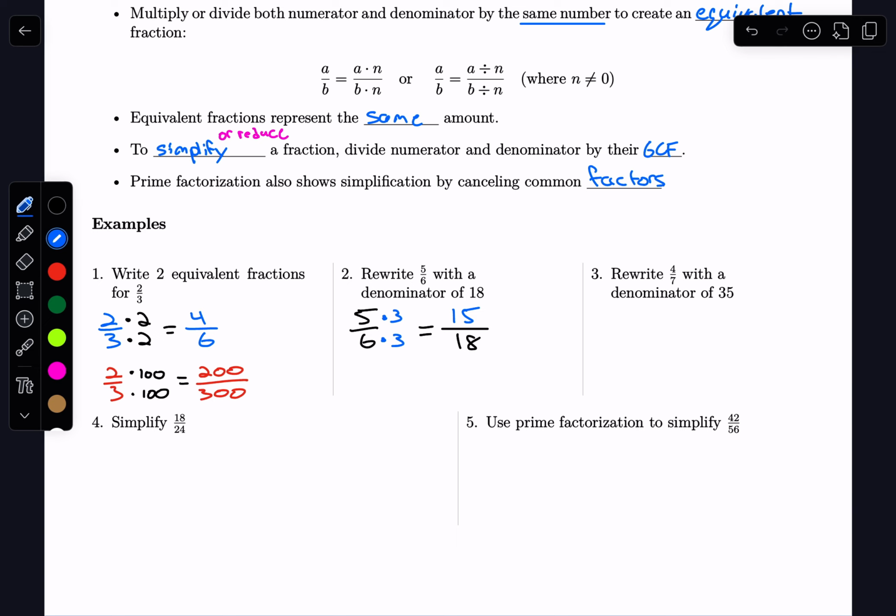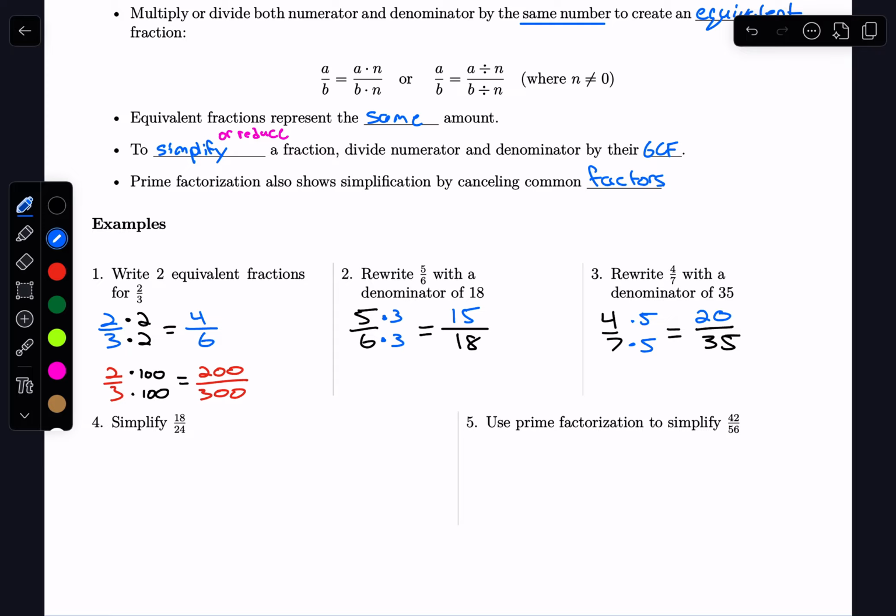Number 3, we're going to do the same thing, but with 4 over 7. So we're going to rewrite 4 over 7 with a denominator of 35. I set the problem up the same way, where I have 4 over 7 and then a gap, and then something over 35. And then I just ask myself, what times 7 equals 35? Or what is 35 divided by 7? The answer is 5 times 7 equals 35. So I multiply top and bottom both by 5. 4 times 5 on top gives me 20. And so 4 over 7 is equivalent to 20 over 35.